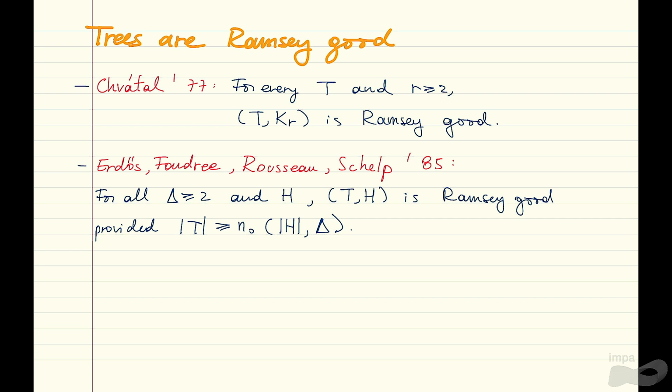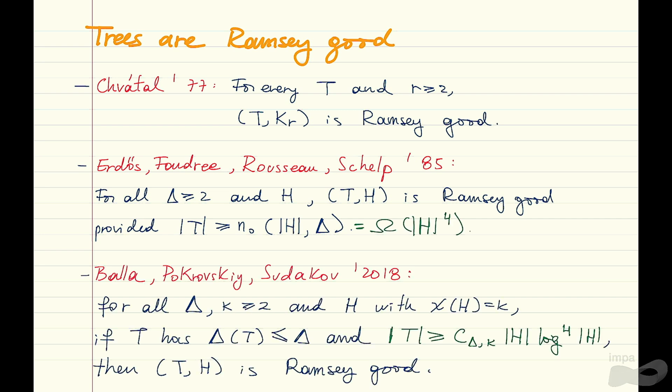And then years after, Erdős, Faudree, Rousseau, and Schelp proved that if you want to go from cliques to an arbitrary graph, you really need to put some condition on the maximum degree. So they proved that for bounded degree trees, so if you have any bound on the maximum degree and H is arbitrary, the pair T, H is going to be Ramsey good, provided that the size of T is large enough, depending on H and also on the maximum degree. And the dependency on the maximum degree cannot be dropped. So we really need bounded maximum degree here.